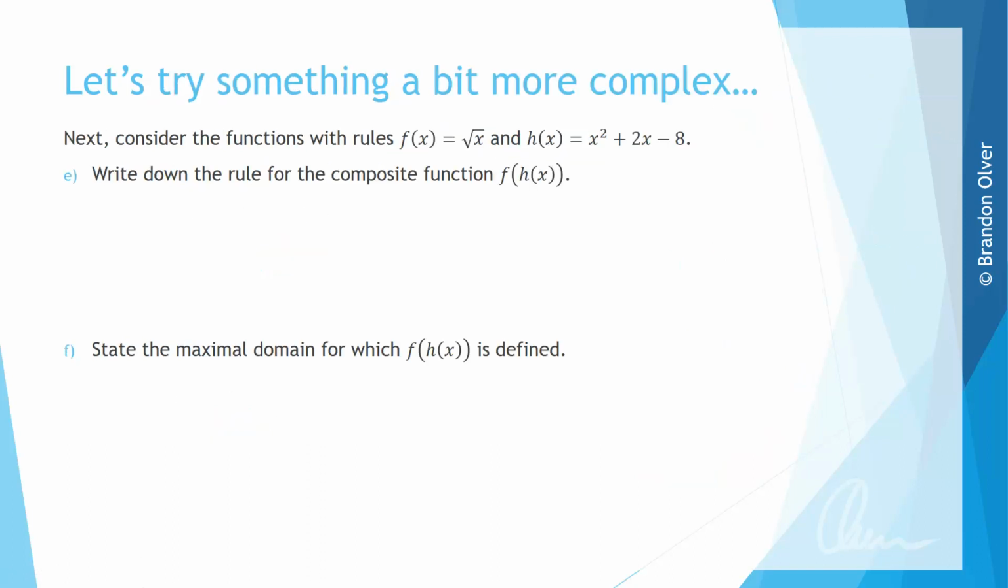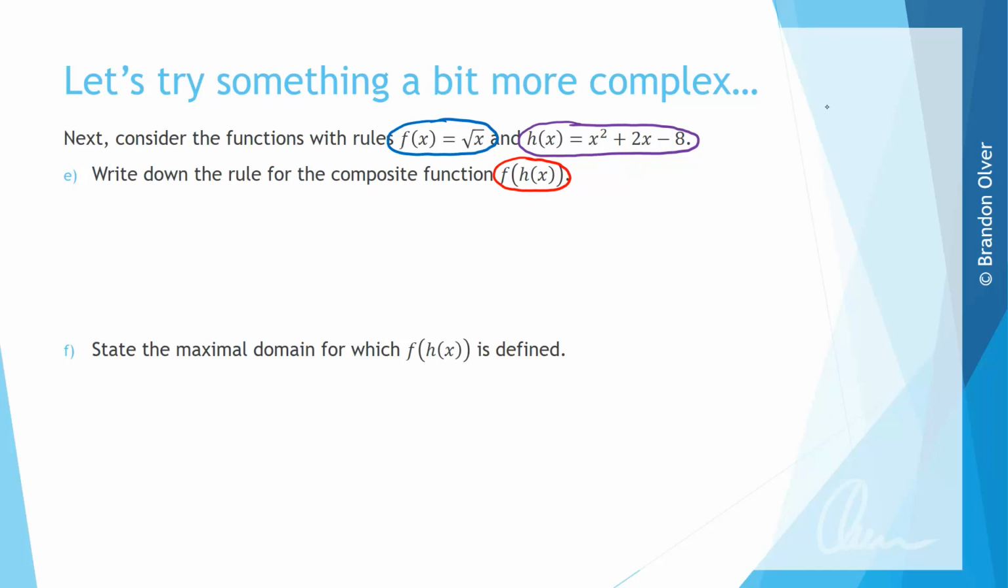Next, we're going to try something a little bit more complex. So we're going to still consider the function with the rule f of x equals the square root of x. But now we're going to have h of x equals x squared plus 2x minus 8. And for part E, we want to write down the rule for the composite function f of h of x. And we're going to do that in red.